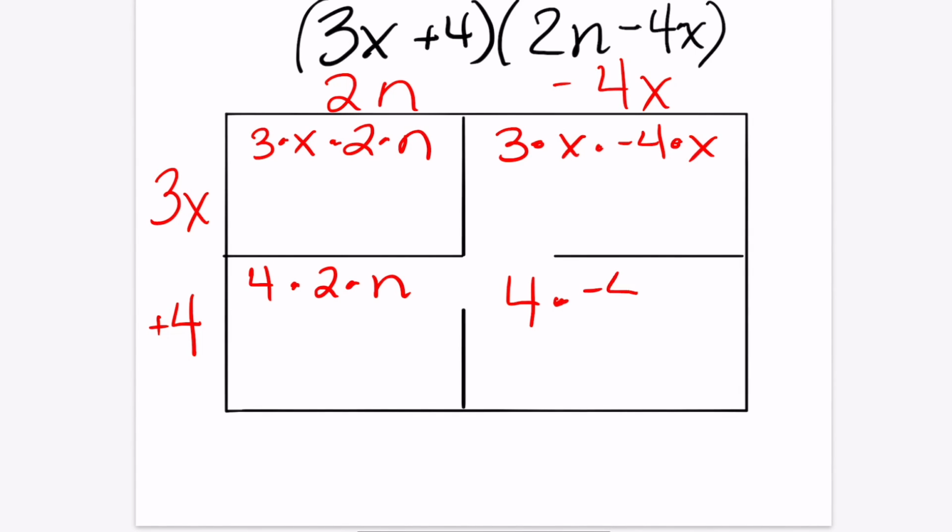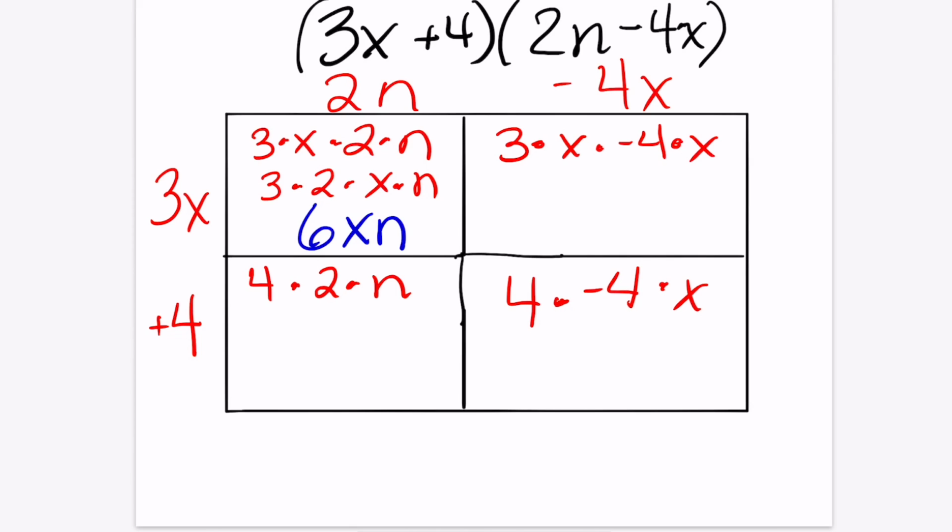4 times negative 4 times x. Okay. Just put that in place again. And now I can just put things together that need to be together. 3 times 2 times x times n. So I know that that's going to be 6xn. And on the other one, 3 times a negative 4 times x times x.